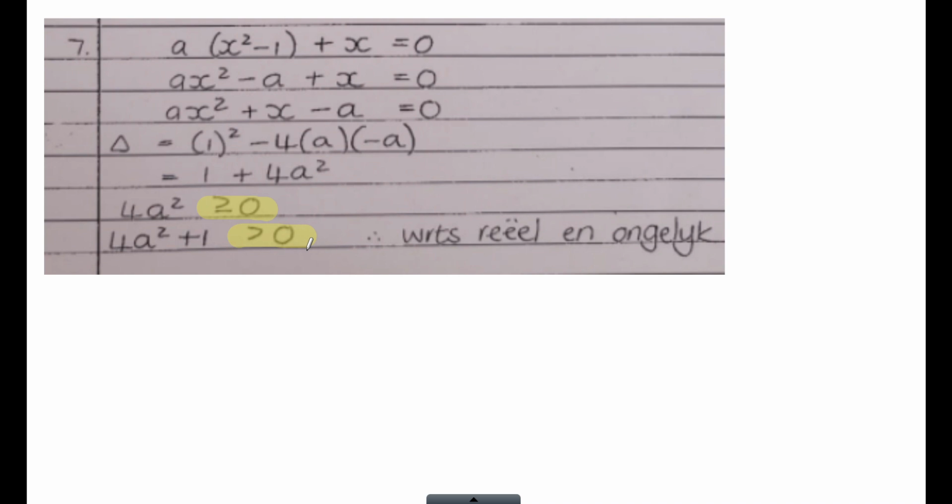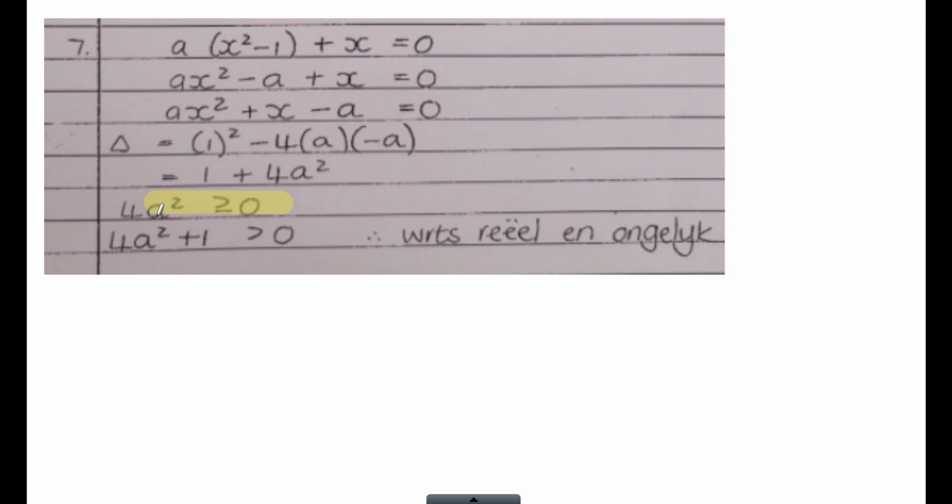En daarso, so ek sê eers 4a kwadraat moet groter en gelyk wees aan 0. Met ander woorde, 4a kwadraat, as hy positiewe getal is, meaning greater than 0, né? If that's positive, then it would in any case be true, because 1 plus a positive number gaan nog steeds vir my positief gee, né? So I've got to say that first part.